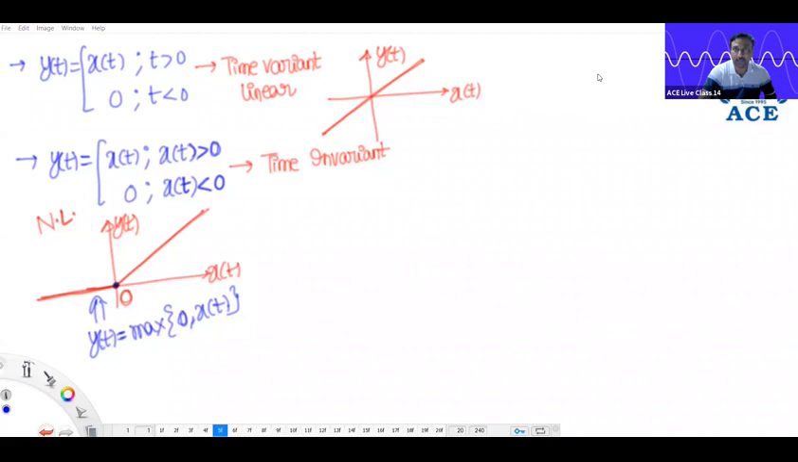Okay. Finally, some of you have given the correct answer. Nothing new I discussed, I repeated the model. Upper system has time dependency, time variant. Lower system has amplitude dependency, so non-linear.